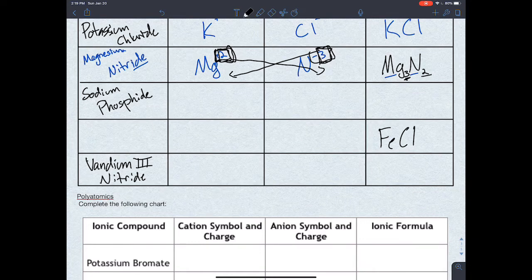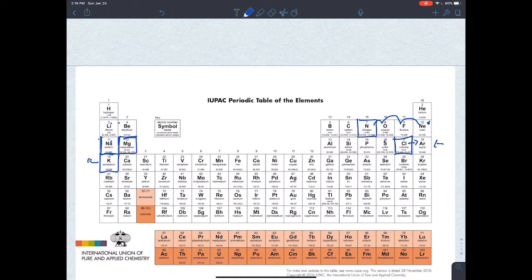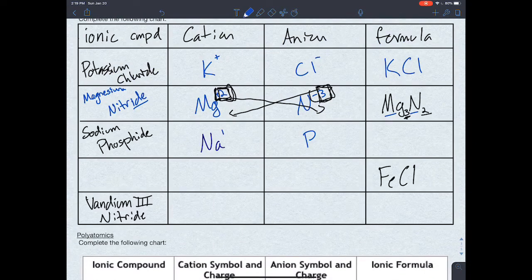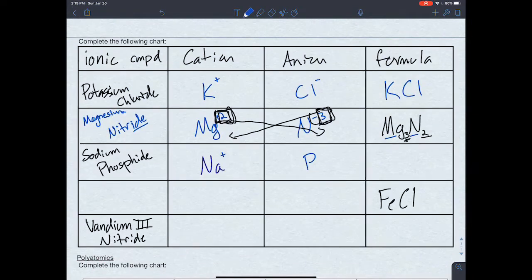Sodium phosphide. So sodium, we know we have Na. Sodium, and then phosphide is phosphorus with the "ide" ending because it's an anion. Let's look at our periodic table. Sodium, right here, is an alkali metal, first group. It has 1 valence electron to lose, so it loses that valence electron and gets a +1 charge. Phosphorus, over here, group 5A, has 5 valence electrons. It's going to gain 1, 2, 3 to get to 8. So this has a -3 charge.